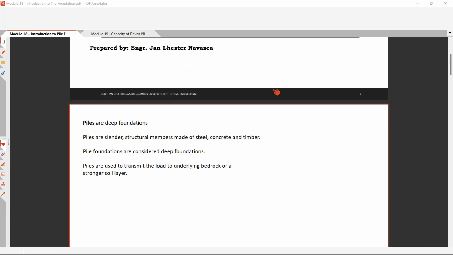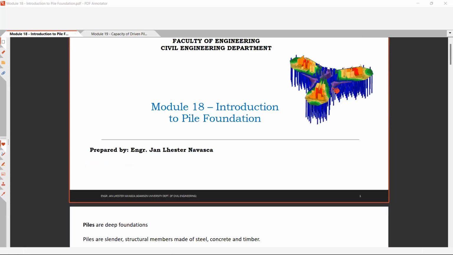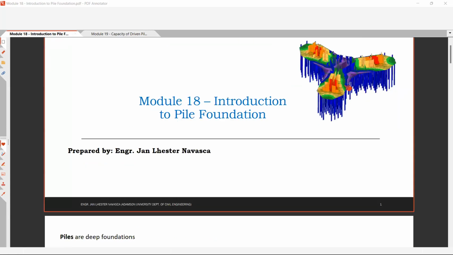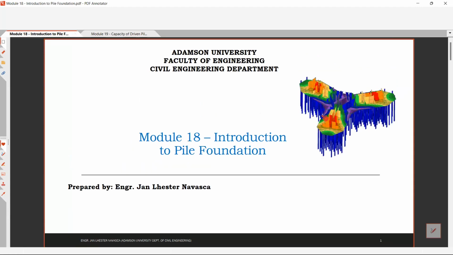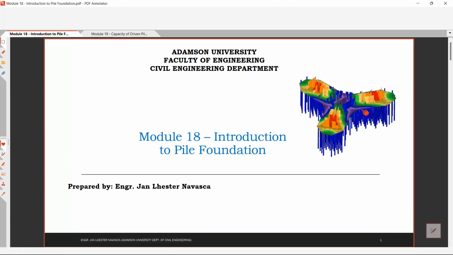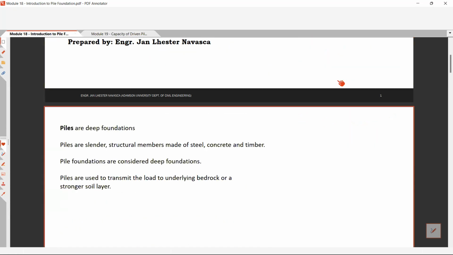So that is the purpose of deep foundations. Kung hindi niyo pa nakikita kung ano yung ibig sabihin ng piles, is like this one. This is the foundation of the Burj Khalifa, yung Burj Khalifa in Dubai. Ang foundation po nila doon is a deep foundation, which is piles. Just like this one. Ito yung pile foundations.